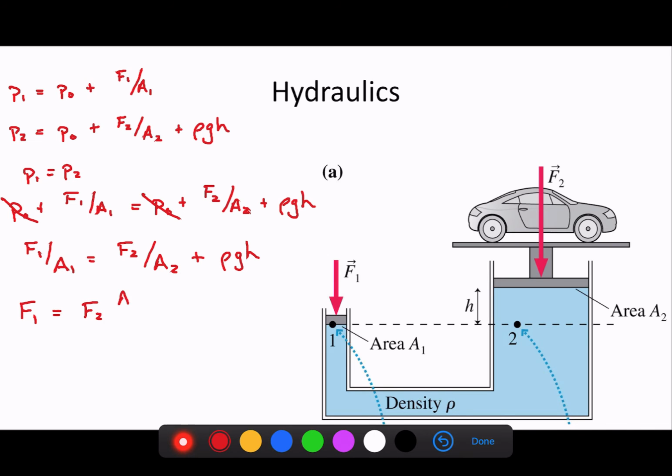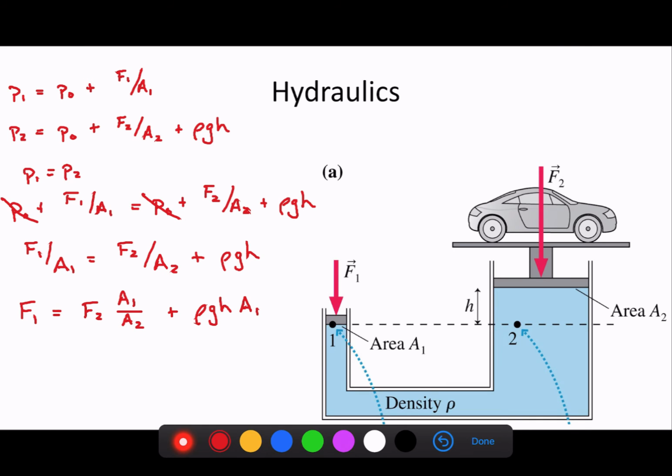And we find that the force needed to keep this system in equilibrium is equal to F2 times the ratio of area 1 to area 2 plus rho g h A1. So this is what's needed to keep it in equilibrium so that the car doesn't fall back down. If we remove that force on piston 1, then the car will fall down.